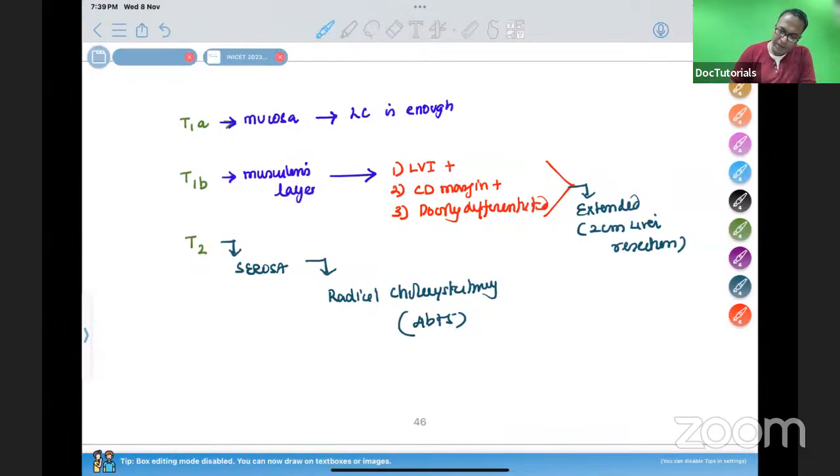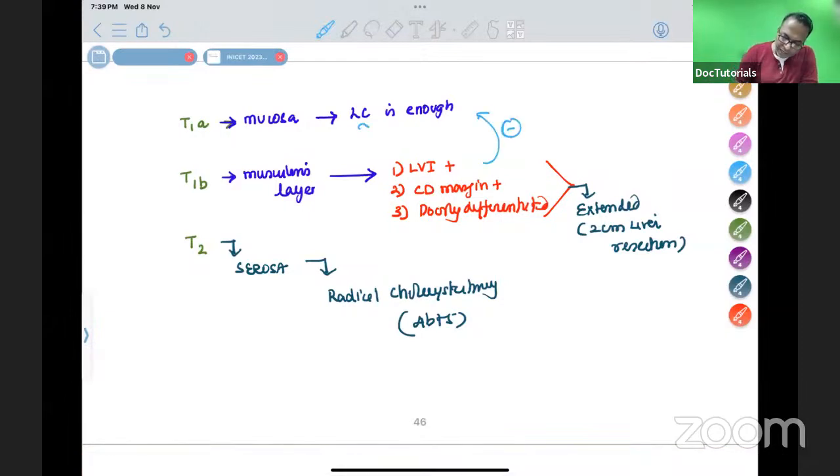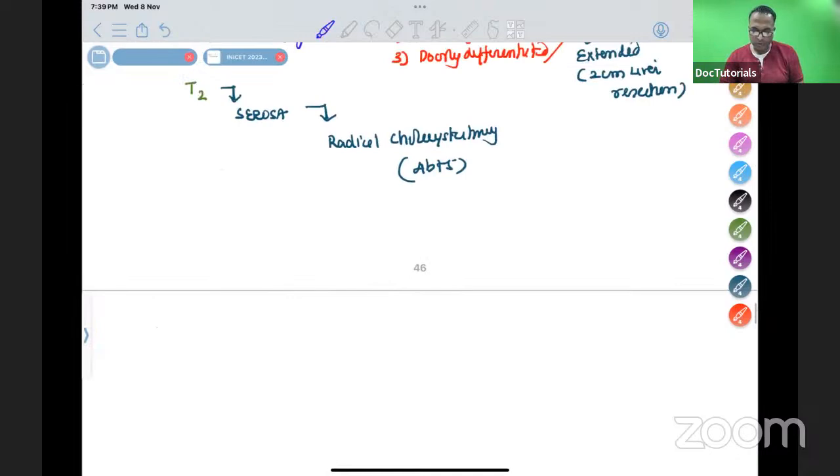In T1B, if all these are negative, already done lap cholecystectomy is enough. Please understand it. So muscularis propria tumor involvement, if lymphovascular invasion is negative, cystic duct margin is negative, it is well differentiated. Such cases, laparoscopic cholecystectomy is enough. If it is positive, I have to redo laparotomy and do extended 2 centimeter resection of the tumor for such cases. Okay, don't forget this question.